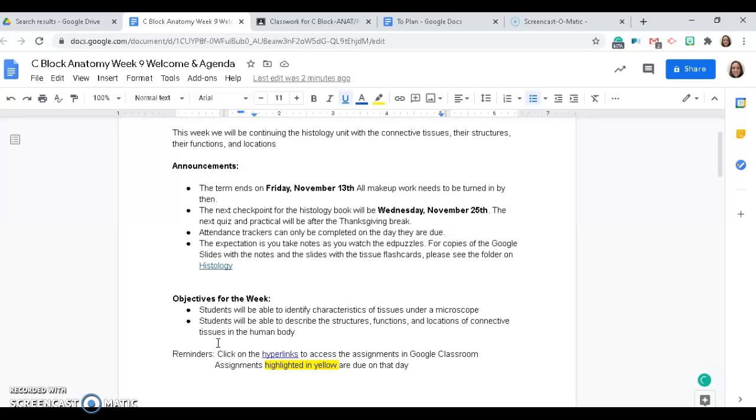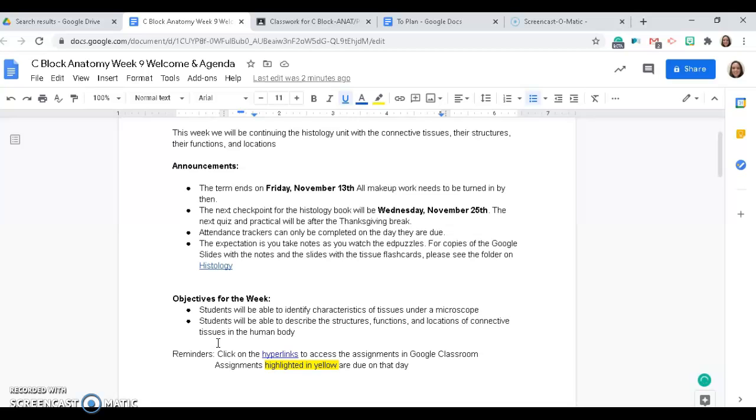Today, we are going to be continuing the histology unit and continue talking about the connective tissues, their structures, functions, and locations with the focus of the cartilage tissues, bone, and blood.